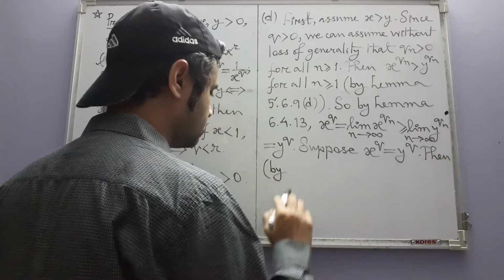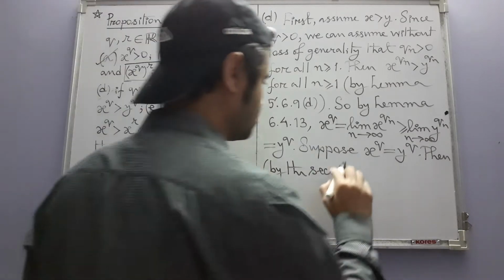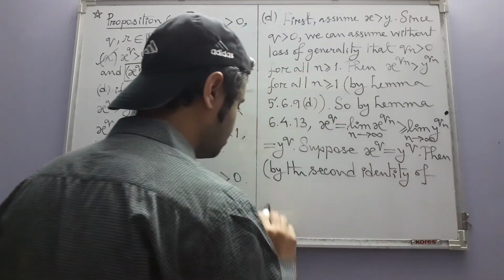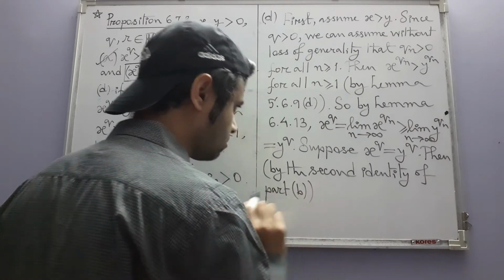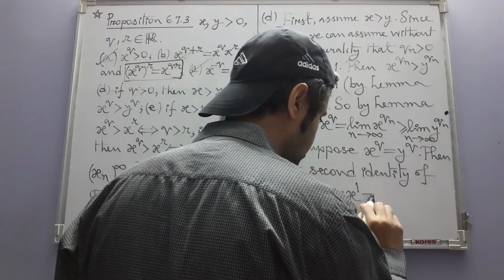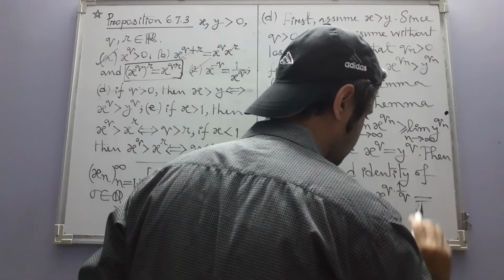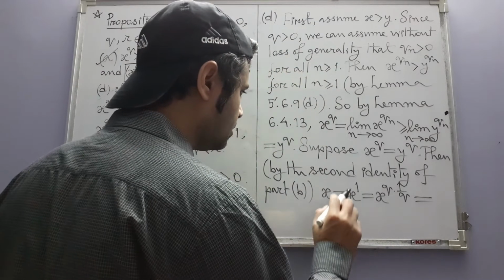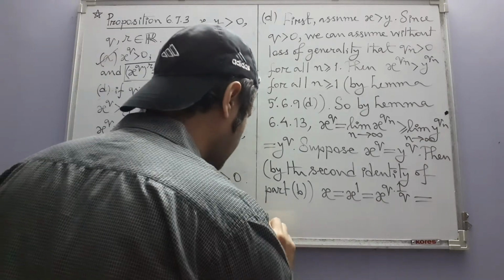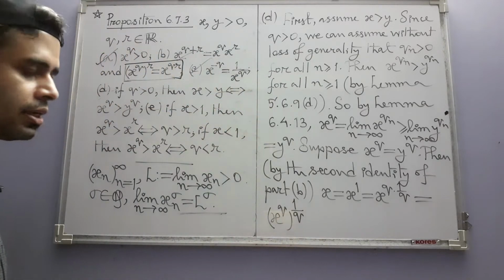By the second identity of part B, we have this. x is x to the power 1, and that can be written as x to the power q times 1 over q. In this step we are going to use this second identity, it is the qth root of x to the power q.